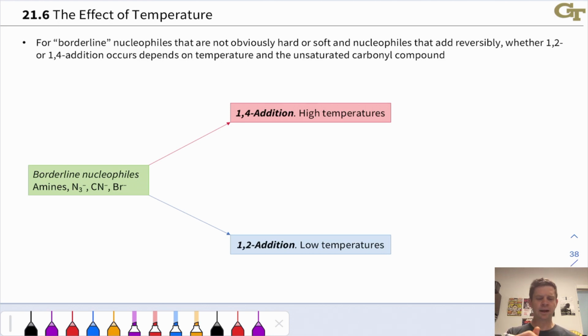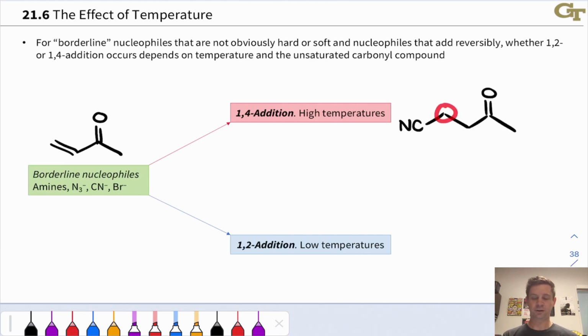And as an example, I wanted to consider methyl vinyl ketone as the electrophile and look at cyanide as the nucleophile, sort of a classic borderline nucleophile here, cyanide or CN minus. At high temperature, we tend to get the 1,4 addition product with cyanide adding to the beta carbon. At low temperature, we tend to get the 1,2 addition product.